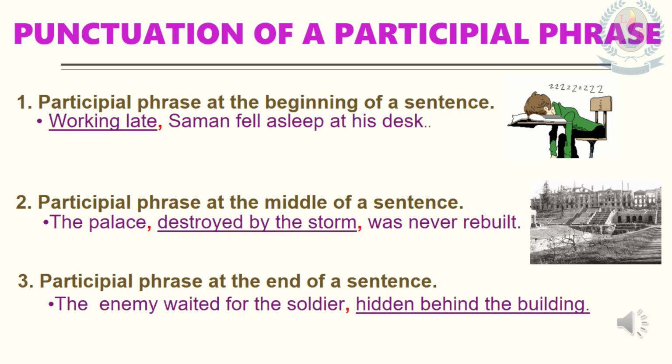Thirdly, if the participial phrase is at the end of a sentence, we will use a comma to separate it. Example: the enemy waited for the soldier, hidden behind the building. So, in this sentence, hidden behind the building, which is the participial phrase, is separated from the sentence using a comma.